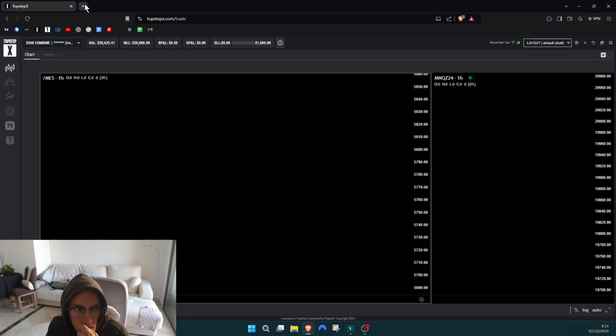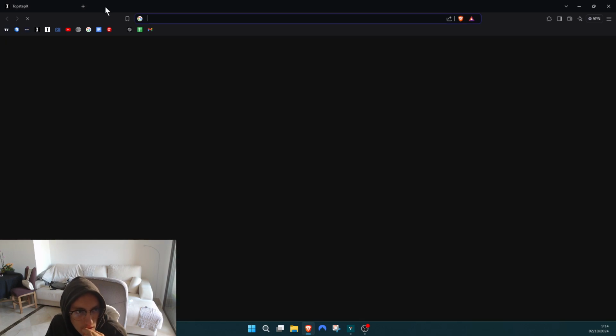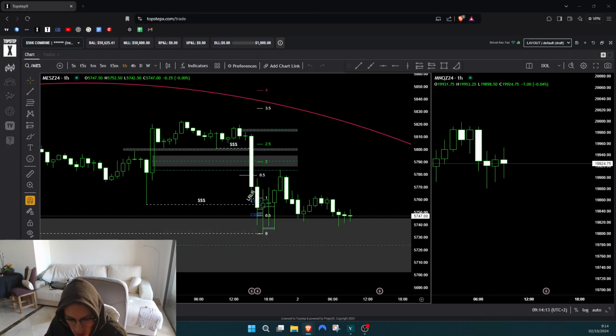Maybe I can show my TopStep. Let me just log in quickly. Okay, can I find some of these numbers? Because I don't want to show all of it. I mean, I don't think it matters, right? It's just a sim account.